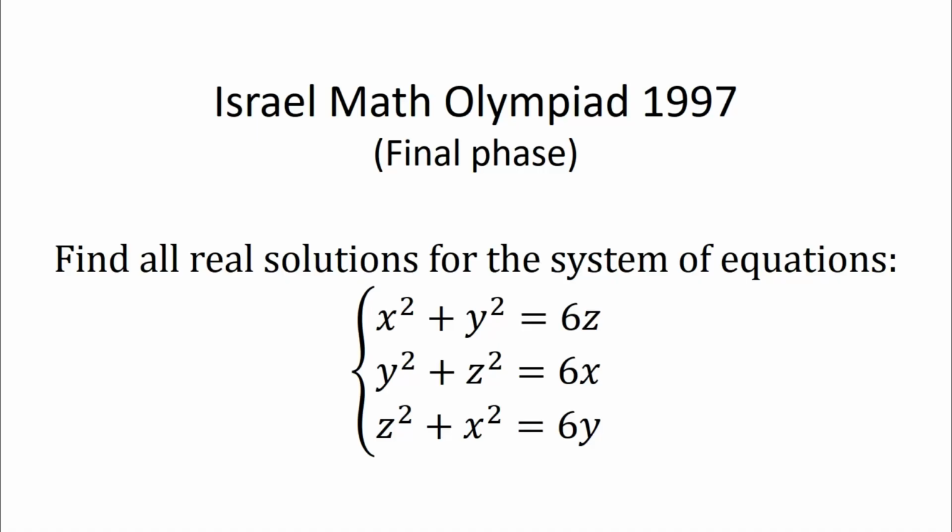The problem we have selected for today goes as follows. Find all real solutions of the system of equations: x squared plus y squared is equal to 6z, y squared plus z squared is equal to 6x, and z squared plus x squared is equal to 6y.